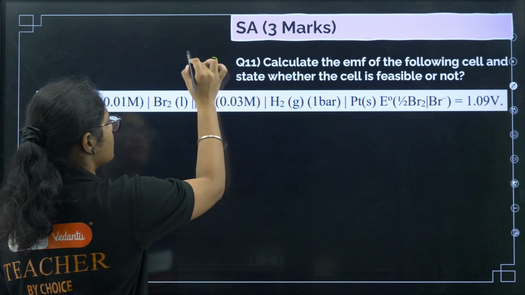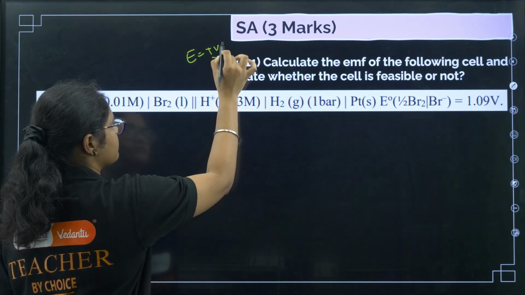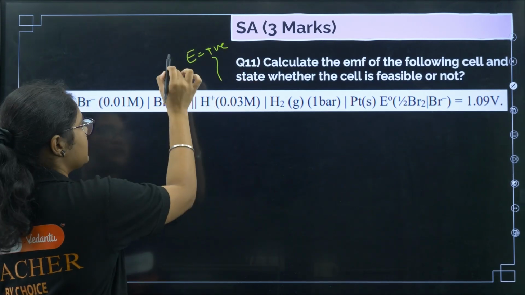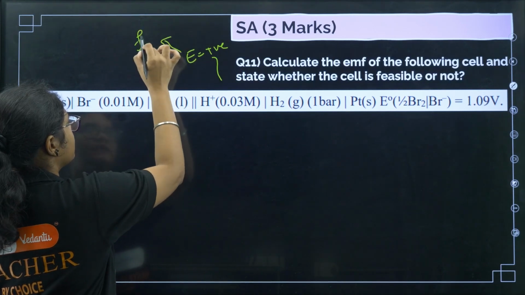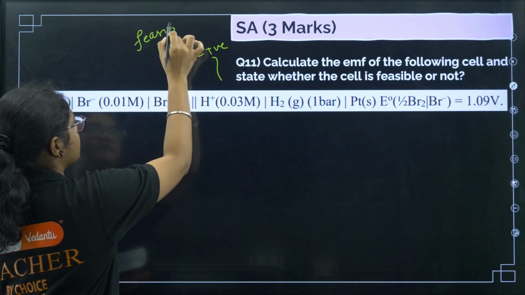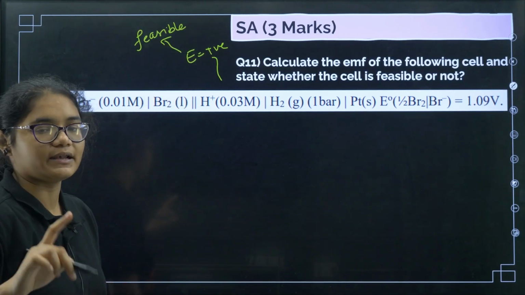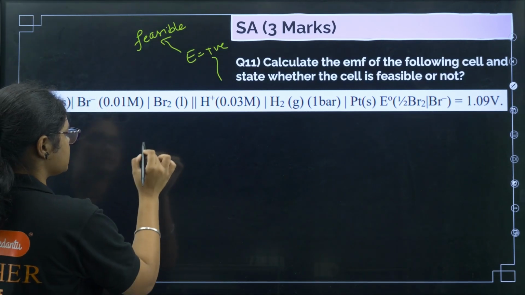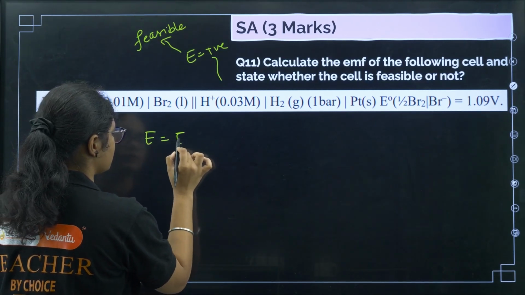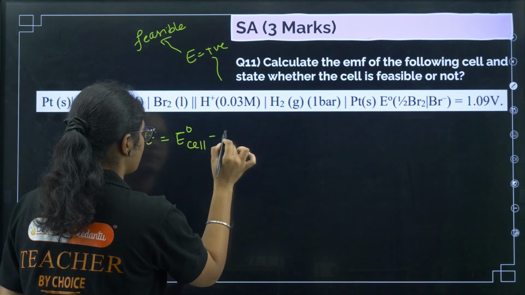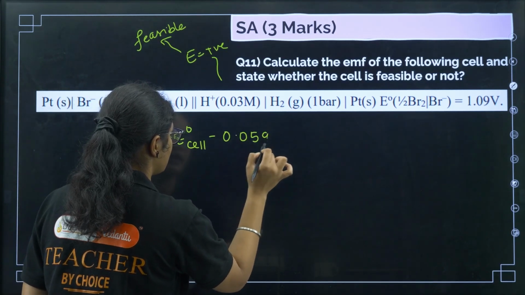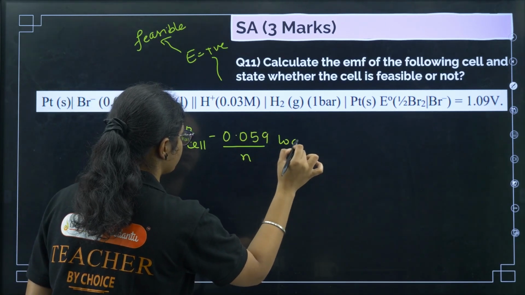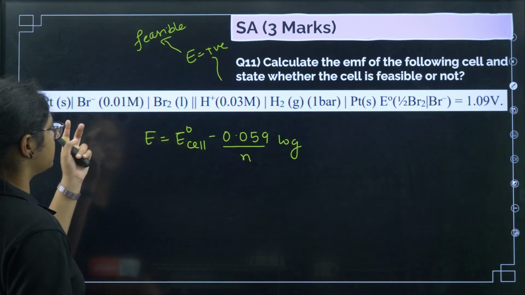So remember, if your EMF comes out positive, then the cell is feasible. If E of the cell is positive, then it is feasible. If E of the cell is negative, then it is not feasible. So here we can use the Nernst equation directly. E of the cell will be equal to E naught of the cell minus 0.059 by n log of Q. Here you need to see the equation.